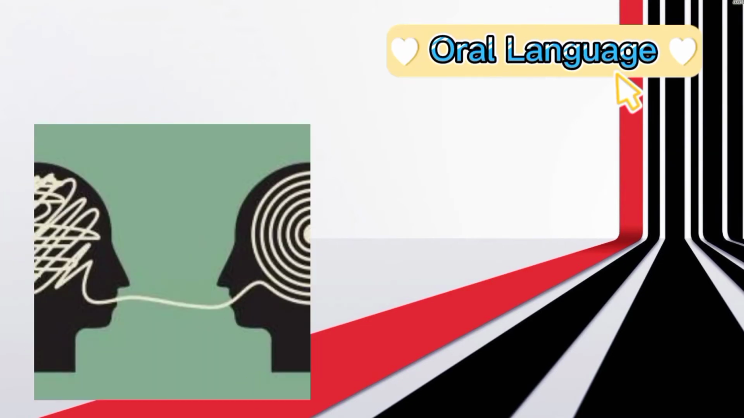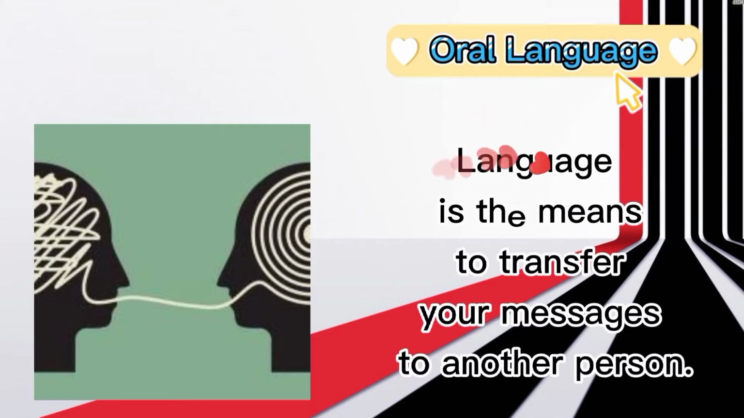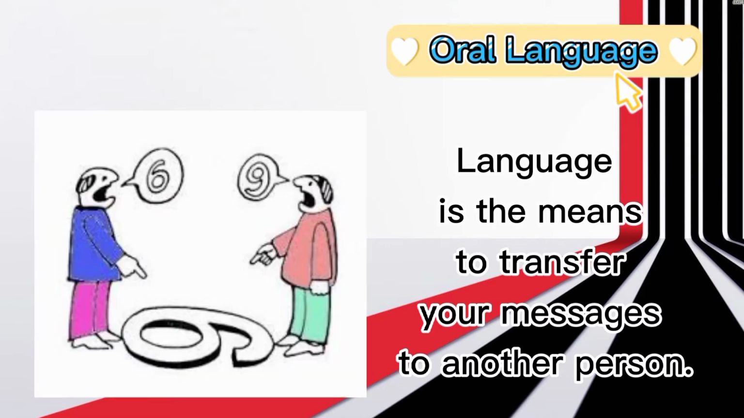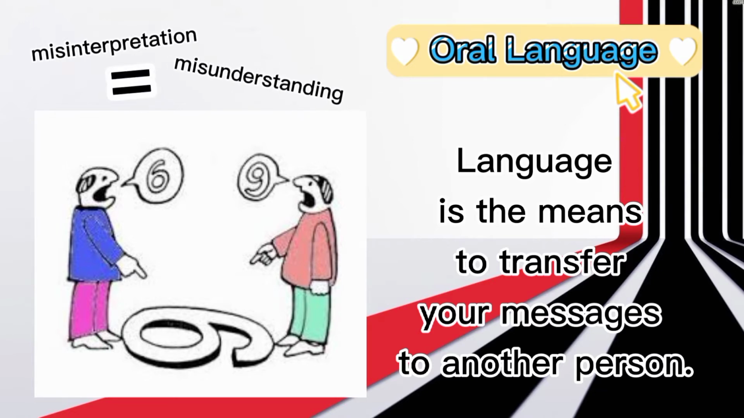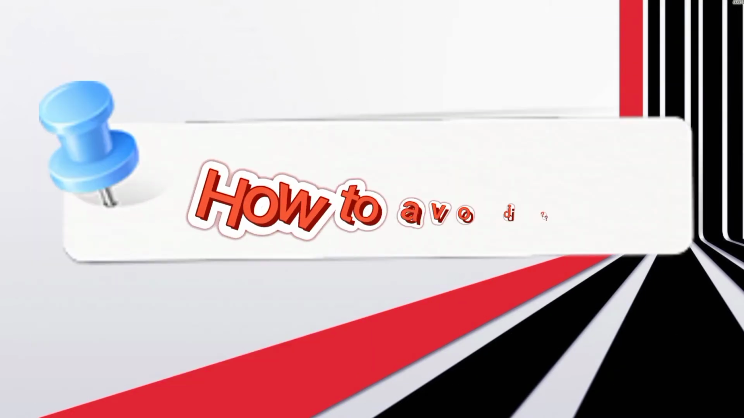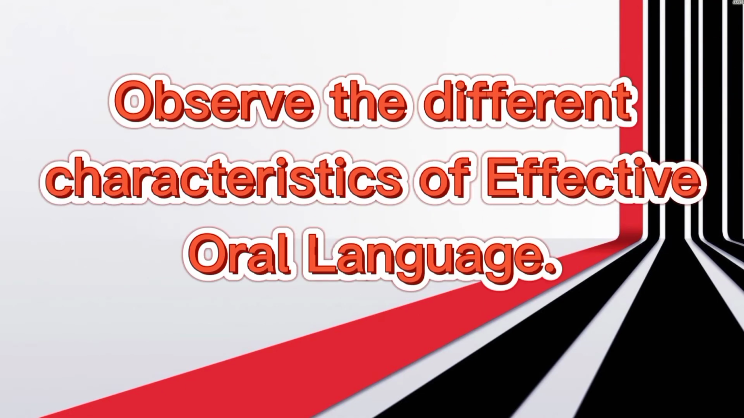Let's begin with the oral language. Language is the means to transfer your messages to another person. If you both speak the same language, it is easier to understand each other. However, when the language used is not common to both of you, then there is a greater possibility for misinterpretation, which may lead to misunderstanding. To avoid such, you have to observe these different characteristics of effective oral language.